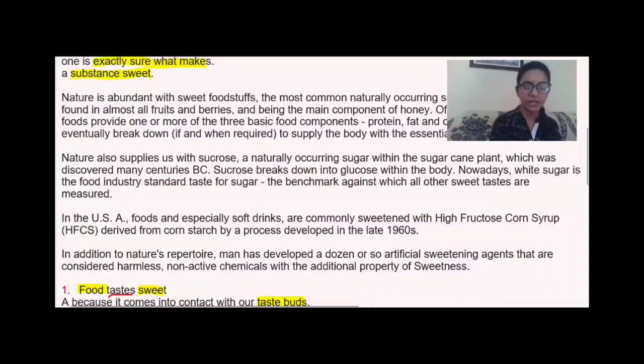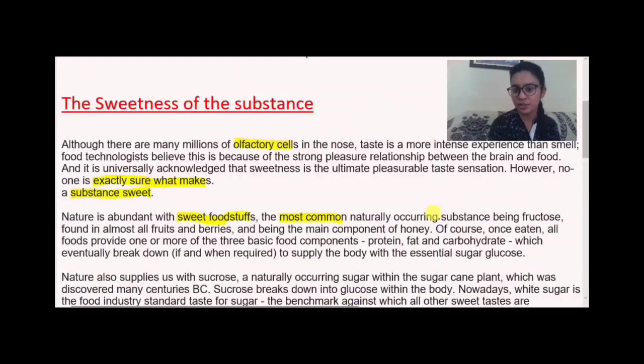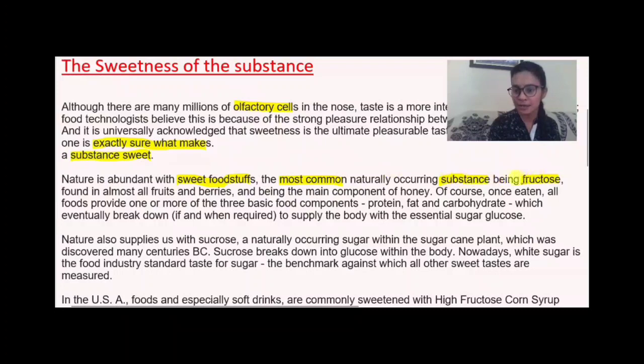Then read the paragraph. Nature is abundant with foodstuffs. This is our keyword, sweet foodstuffs. And now the words most common, naturally occurring substance. What substance are they talking about? Being fructose. Fructose can be our answer. So mark this and then read further. Found in almost all the fruits and berries.